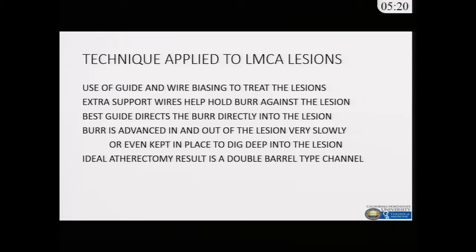As opposed to the techniques of pecking and trying not to spend too much time on the lesion for heat generation, we actually sometimes use the burr now and keep it in place so that it digs deeper and deeper into the eccentric plaque, sometimes not to ablate the plaque completely, but to get deep into the vessel and have some effect on the deep calcium. So the ideal atherectomy results in a double barrel type channel on angiogram, and I'll show you what I mean by that.